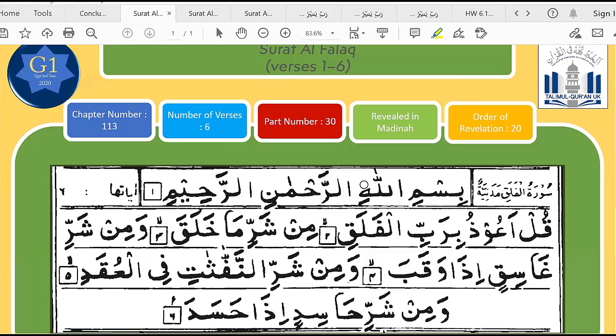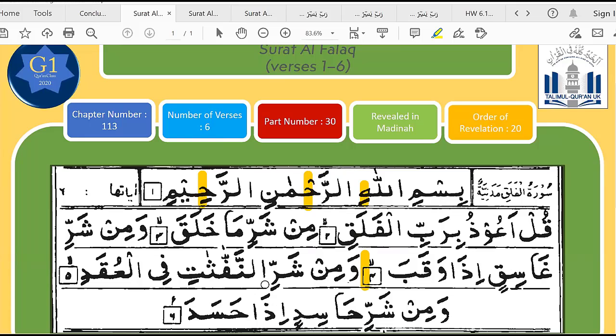In Bismillah, we have 2 types of ha. First we have the small ha, and then in Ar-Rahman and Ar-Rahim we have the big ha. Remember that the big ha comes from the middle of the throat, and this small one comes from the lower part of the throat. Bismillahirrahmanirrahim. Let's start from here.